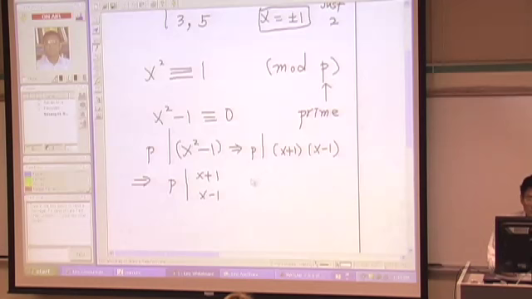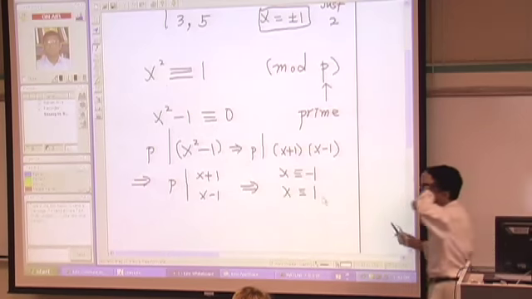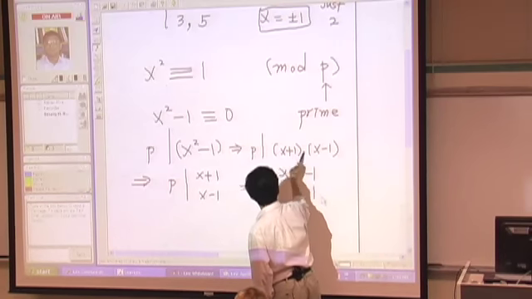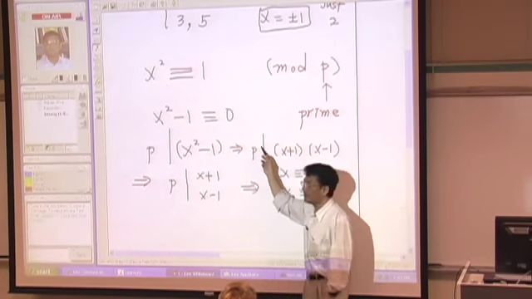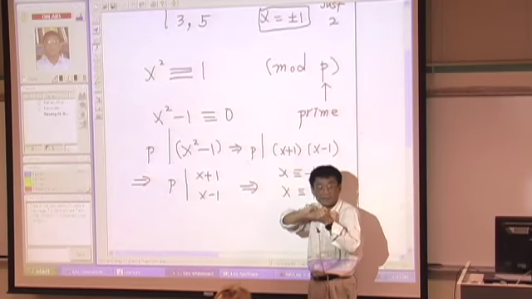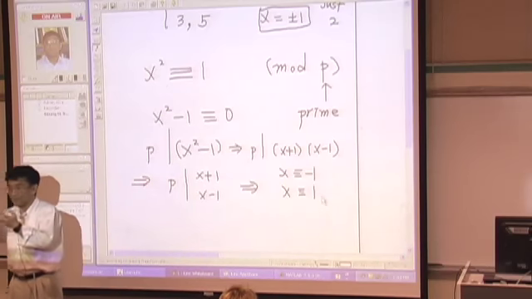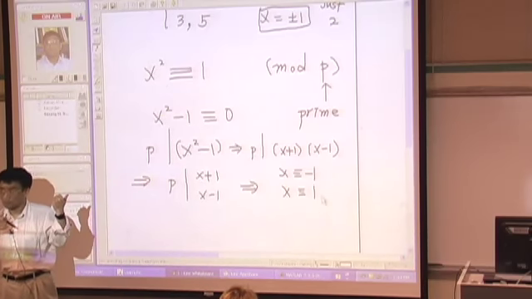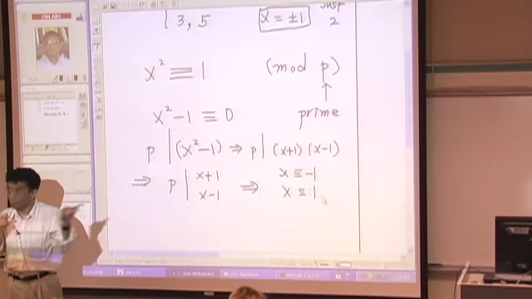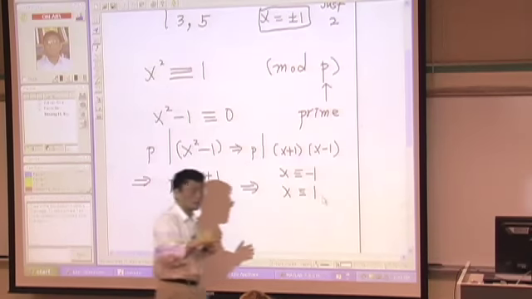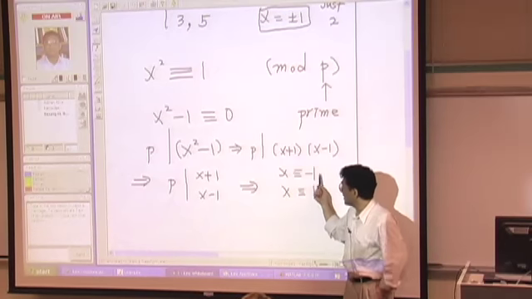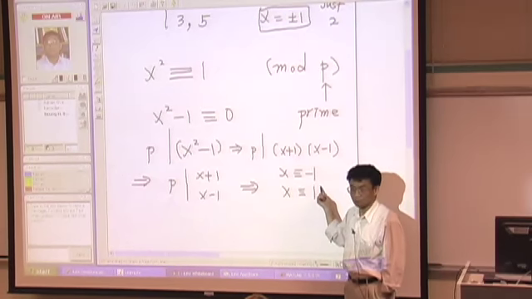That means if we translate this using modular relation, x is negative 1 or x is 1 mod p. So I use the theorem that I proved before. If a prime divides a product, then it should divide some factor, right? If it's not prime, it's not true. But if it's prime, it's true. I proved this before. If you want to know the place where you can find this fact, ask me. Then I will let you know.